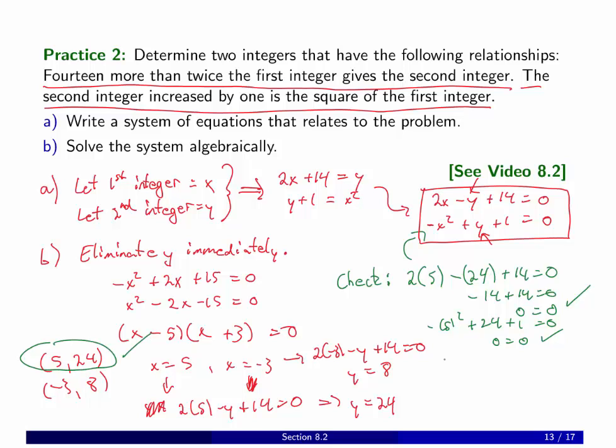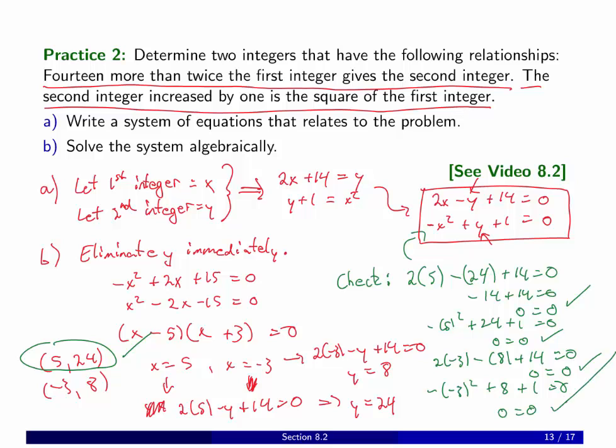Looking at the next one, here we go. 2 times negative 3 minus 8 plus 14 equals 0. What do we get here? This is going to be negative 14 minus 14. There we go again. Game, set, and match. Last one. Got to be careful here. But here we get negative 9 plus 8 plus 1 is 0 equals 0.